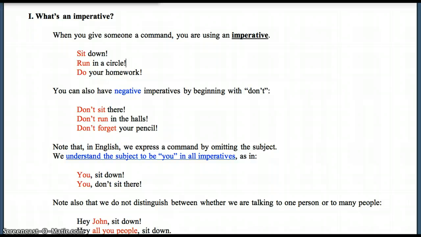Note that in English we express a command by omitting the subject. In all of these, sit down, run in a circle, do your homework, we understand you as a subject. Hey you, sit down. Hey you, don't sit there. We're not talking about somebody who's third person, or first person. In English we really can't do it that way. It has to be second person.